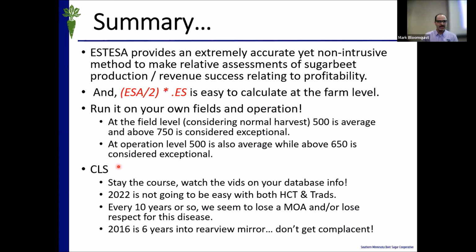From a Cercospora leaf spot perspective, stay the course. Watch your DIVs and the database info. Don't underestimate your CR+, but certainly use them appropriately based upon what David's going to tell you in the next presentation. 2022, in my opinion, is not going to be easy when you're trying to manage both of these particular Cercospora leaf spot models. So make sure that you have good record keeping in your shops.